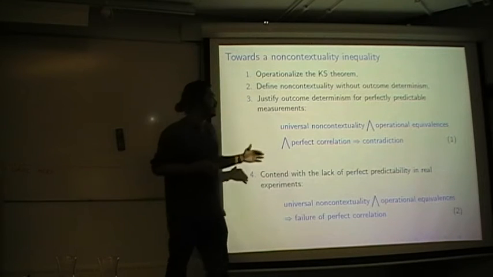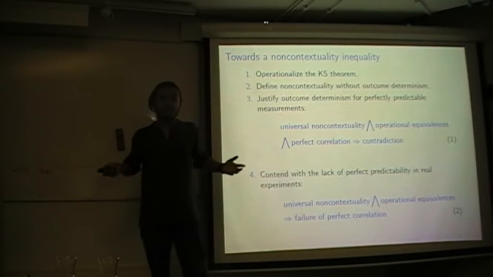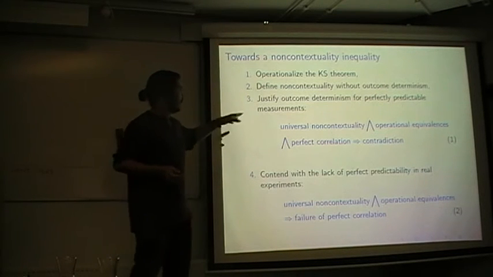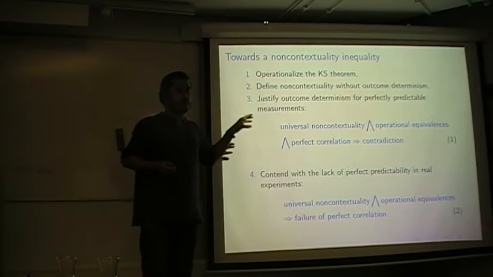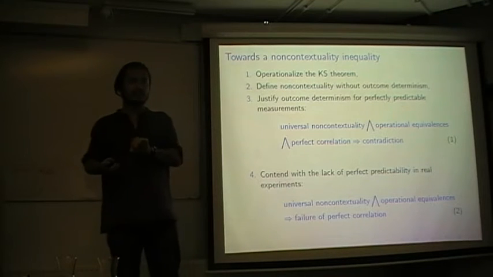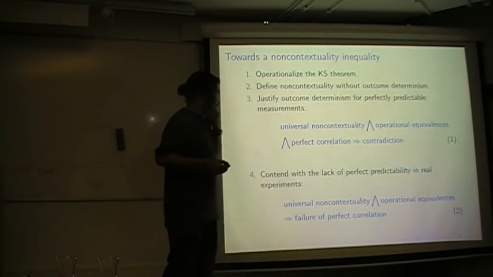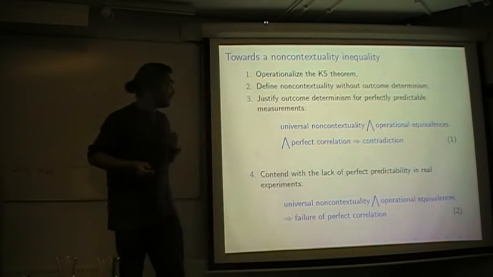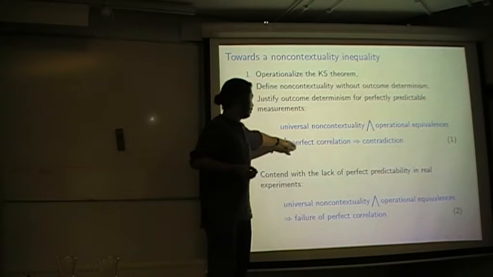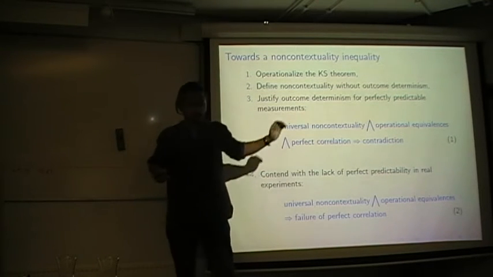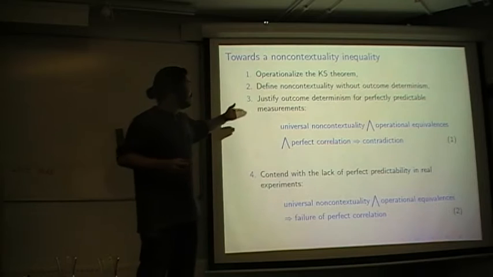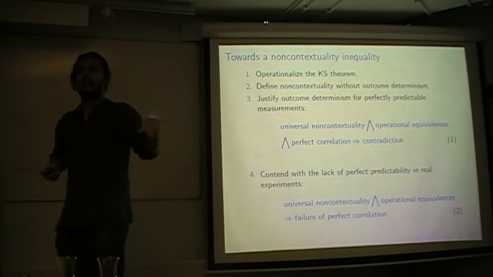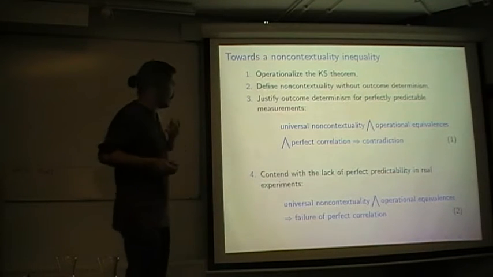So that leads us to an operational restatement of the Kochen-Specker theorem, and this is the most important statement in this paper, which is that the assumption of universal non-contextuality, which is both for preparations and measurements, I'm not defining it because Matt defined it before this. Well, I'm going to define it anyway later. And operational equivalences and perfect correlation. So this I'm going to define operational equivalences as well. Anyway, so the conjunction of these three things leads to a contradiction. That's the Kochen-Specker theorem in our operational reading of the theorem.